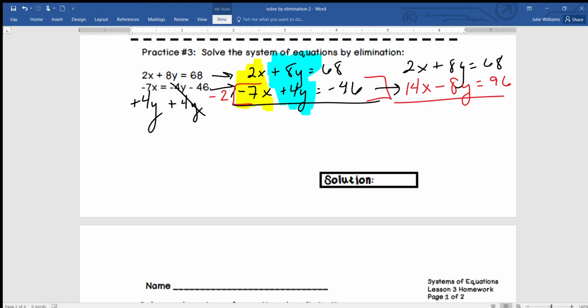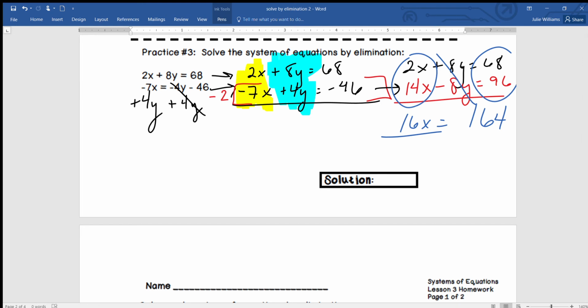Alrighty, so now let's do some combining vertically. These guys cancel each other out. So I'm left with 2x's and 14x's. When I combine them, they're both positive. I get 16x's. And then these guys are both positive, so I can just add them. 164. So that can't be right. Is that right?